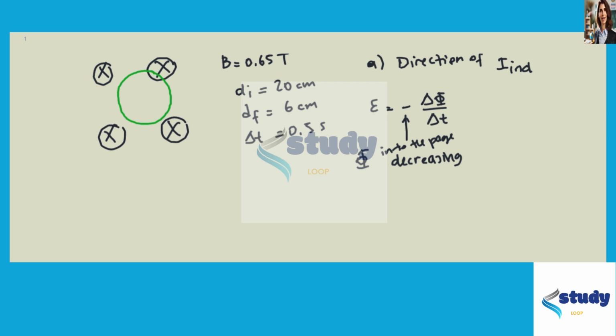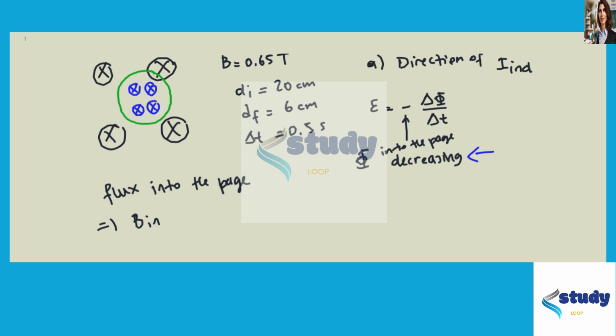So if flux into the page is decreasing, then the loop itself is going to want to oppose that change. So it's going to want to create flux that is into the page, right? Because it was decreasing as you go into the page. So you want the induced flux to be into the page. For that to happen, the induced magnetic field by the loop has to also be into the page, right? Inside the loop, so that we can create a flux into the page to oppose this decrease.